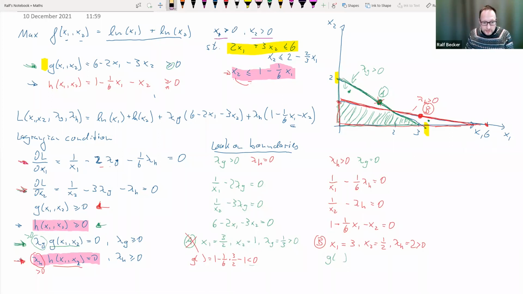When I evaluated point A, I should have evaluated the H. I did evaluate the H constraint, but I called it the G constraint. Okay, so here was an H. So here's the G.